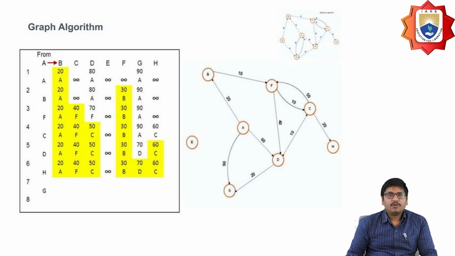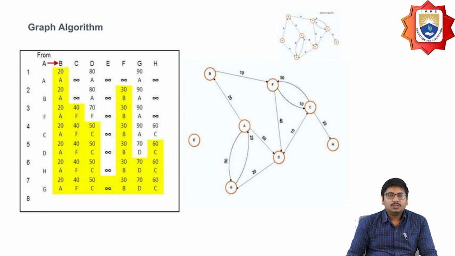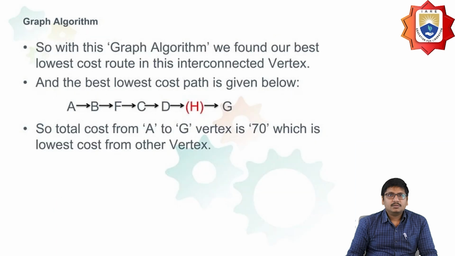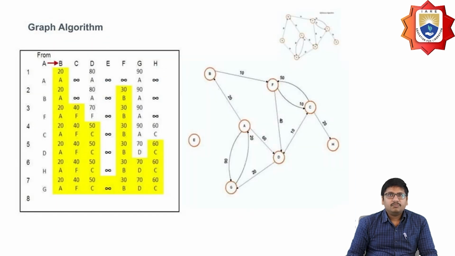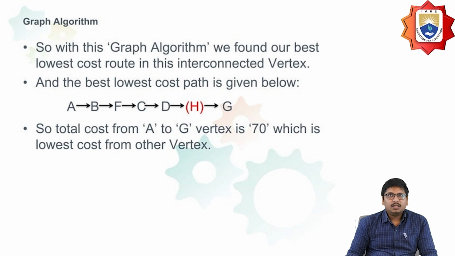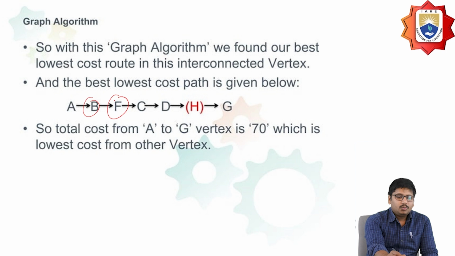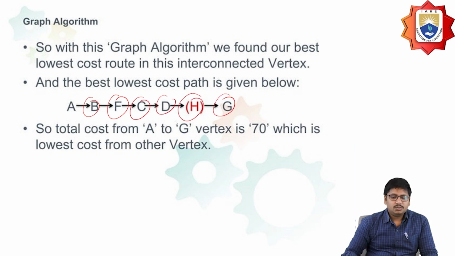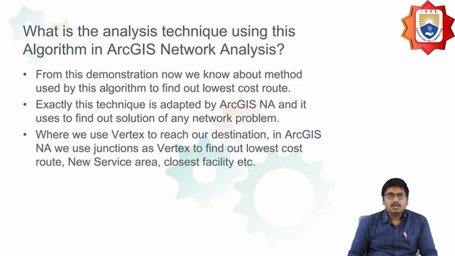Similarly, I'm going to find out from H, and similarly I have to find from G onwards, and then finally construct it. So finally, like this, we're going to find out the shortest path from one node to the other. So for this algorithm, the path I'm going to get is A to B, B to F, F to C, C to D, and D to H, and then D to G. So the total cost should be the sum of that. So it should be the lowest cost here.